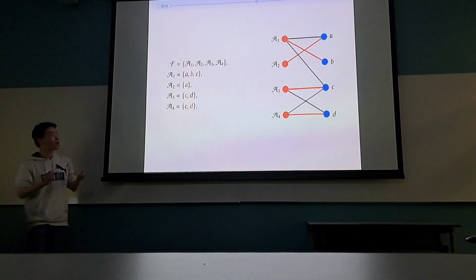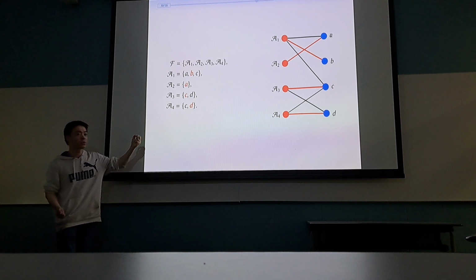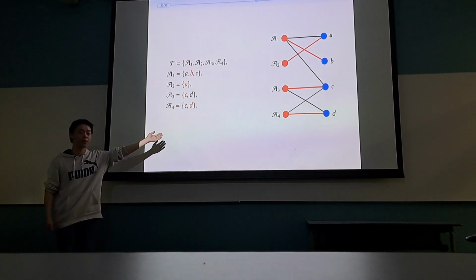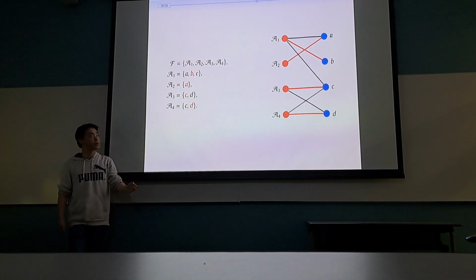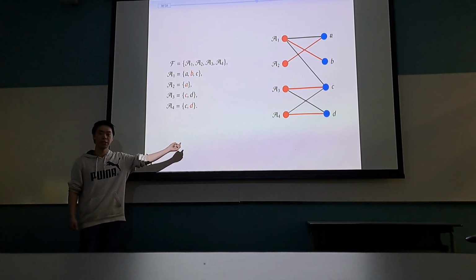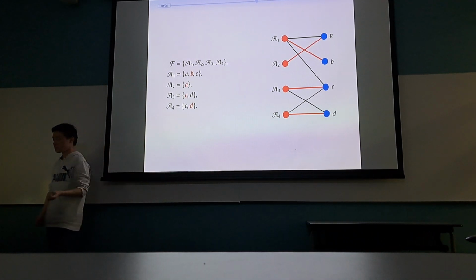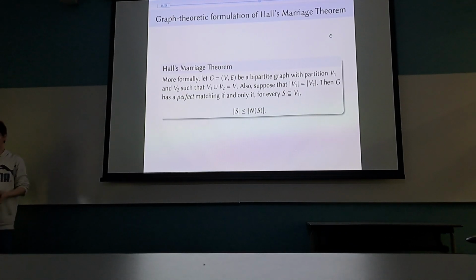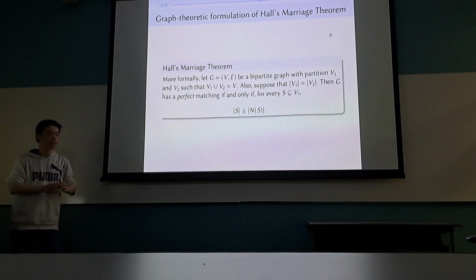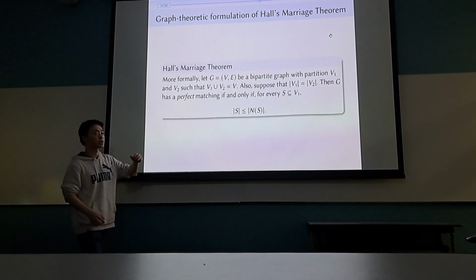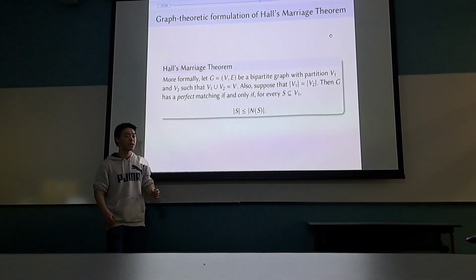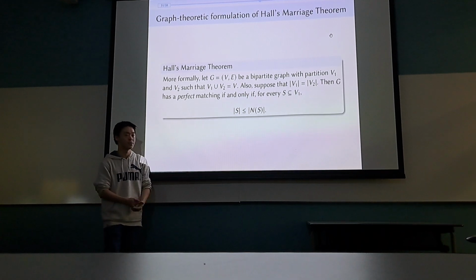So now we have a one-to-one correspondence between the family of sets version of Hall's marriage theorem and the graph theoretic version of Hall's marriage theorem. So now what we want to do is look at the graph version of Hall's marriage theorem and maybe play around with that a little bit. Okay, so this is the graph formulation of Hall's marriage theorem, and to simplify things a little bit, I'm going to suppose that the vertex set V1 and the vertex set V2 are equal, just to make things easier to visualize.